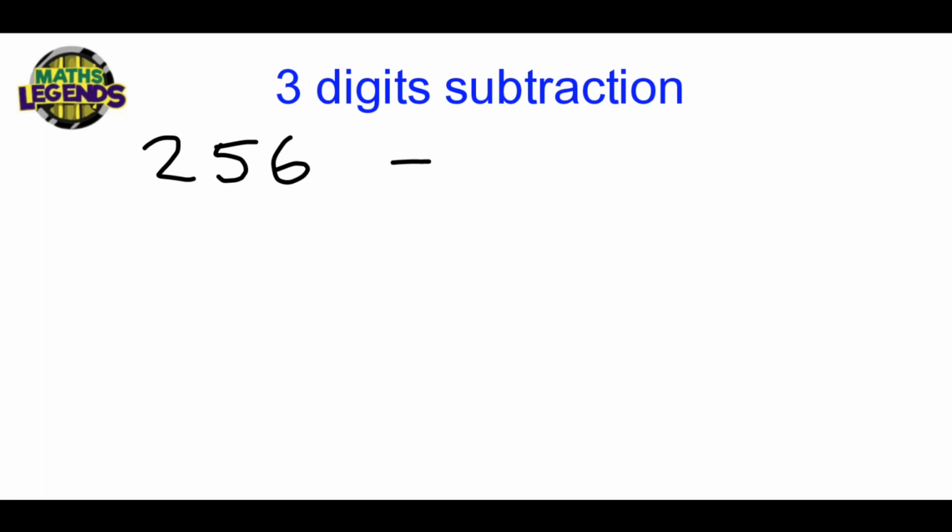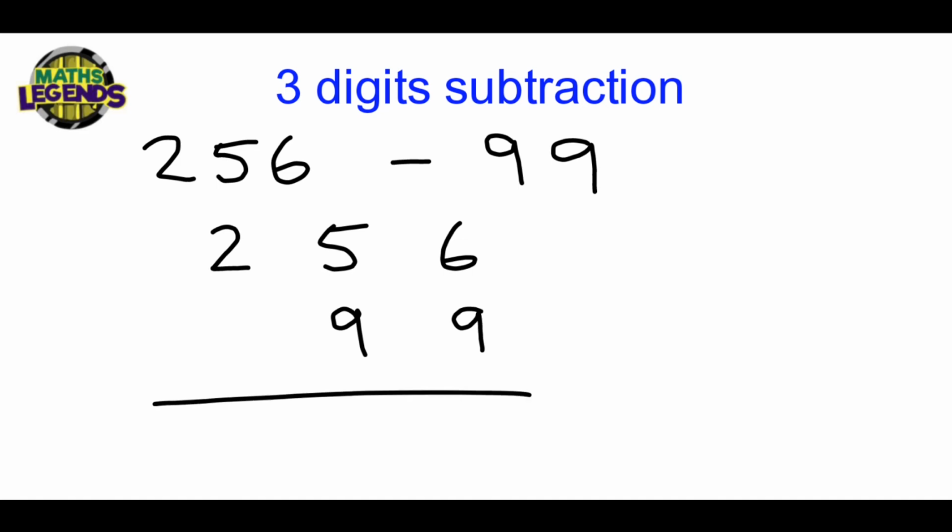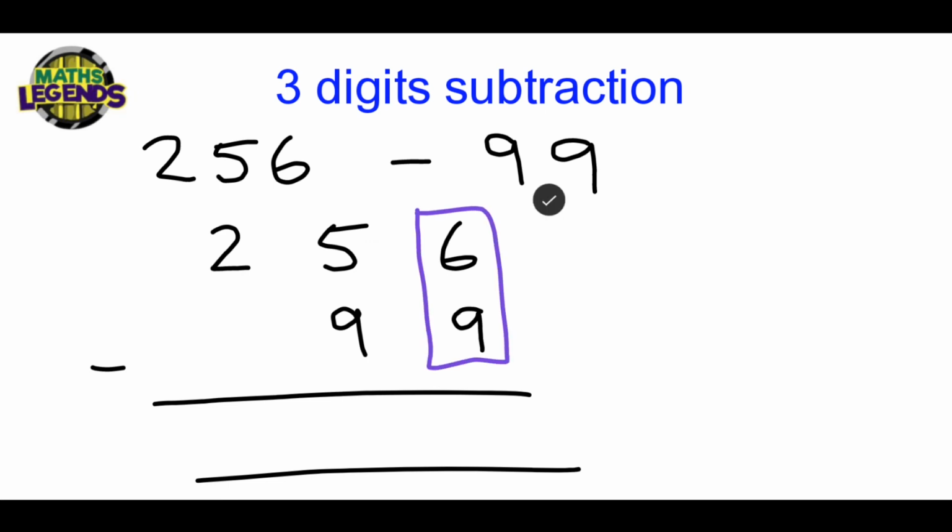256 minus 99. So again, we start with a column method. 2, 5, 6, 9, 9. Subtracted, minus. Starting off with the right-hand side column. 6 take away 9. We can't do that, so we borrow. So the 5 reduces to a 4, and the 1 goes in front of the 6. So 16 take away 9, which is 7.